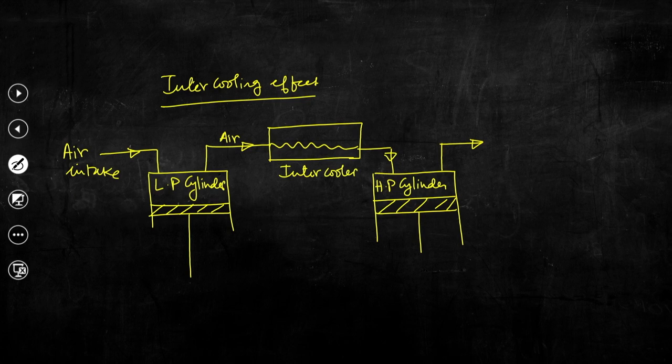Inside the intercooler the air releases heat, but we need to maintain the pressure equal to either the low pressure cylinder pressure or a pressure in between these two cylinder pressures. We will be discussing that aspect today. Then the air is taken to the high pressure cylinder and further compressed. This is basically cold air, and finally the air is discharged at delivery pressure.